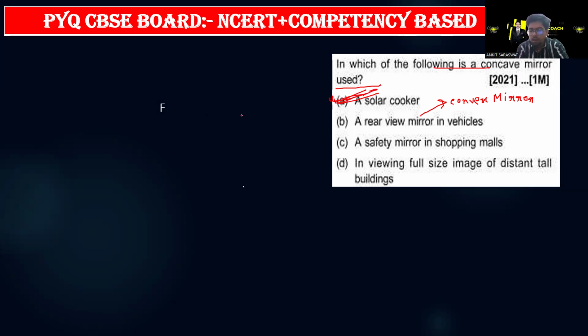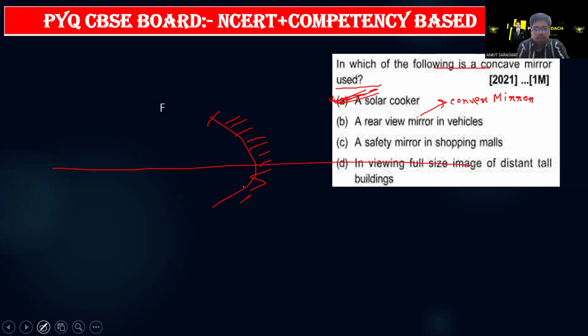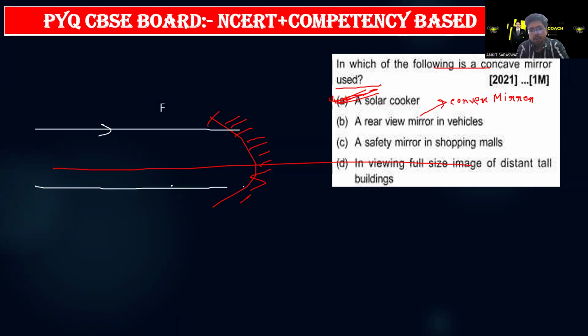Now why are we using a concave mirror? The reason is that this is our concave mirror. If the sun is at infinite distance, a distant object, the light rays are coming parallel like this. After coming parallel, they go like this. It will focus, and the image will be formed at the focus. At the focus, a very diminished image will be formed: real, inverted, highly diminished in nature.